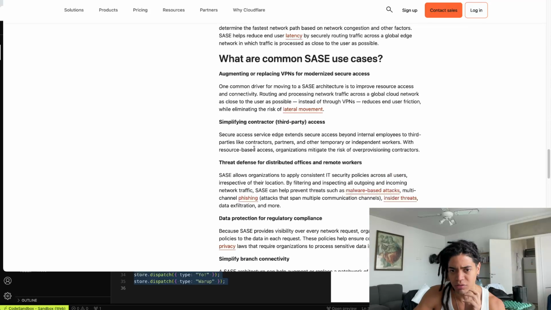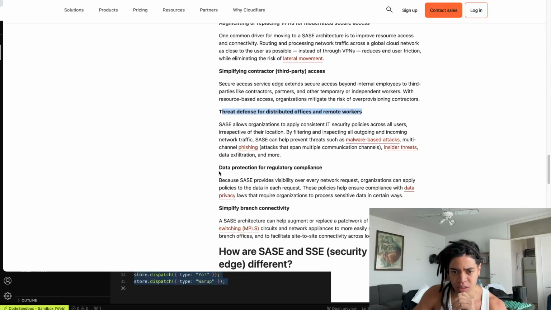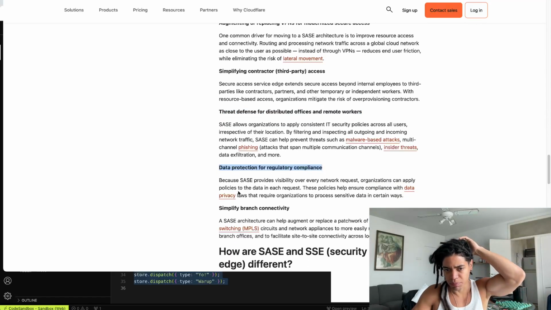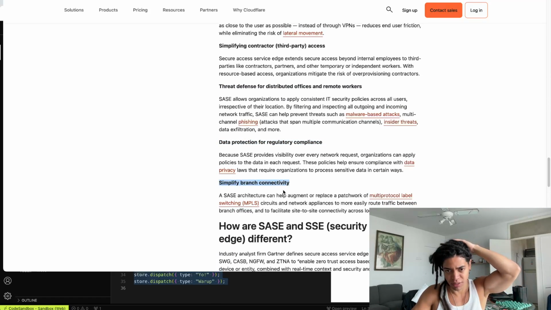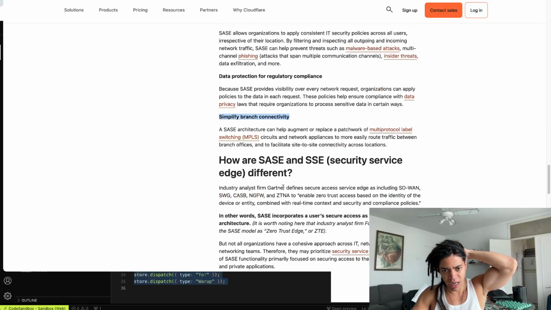Simplify contractor and third-party access. This is something that is going to happen a lot because they find out that this is something they need. Threat defense for distributed offices and remote workers. Data protection for regulatory compliance and simplify branch connectivity. How are SASE and security device edge different?